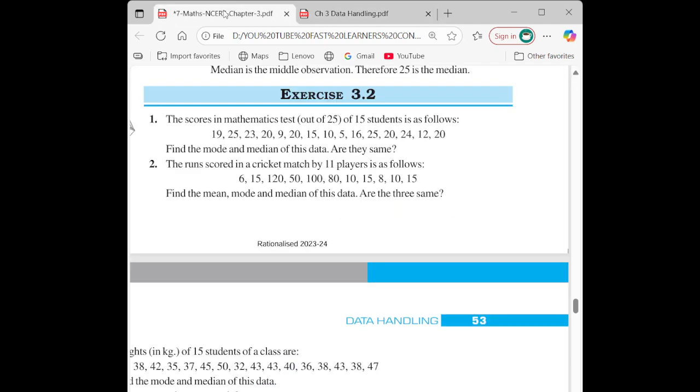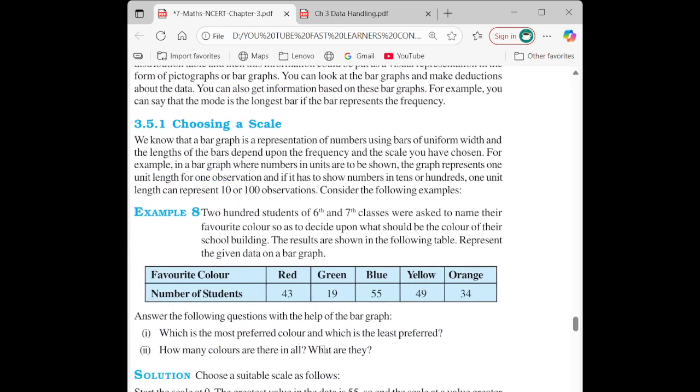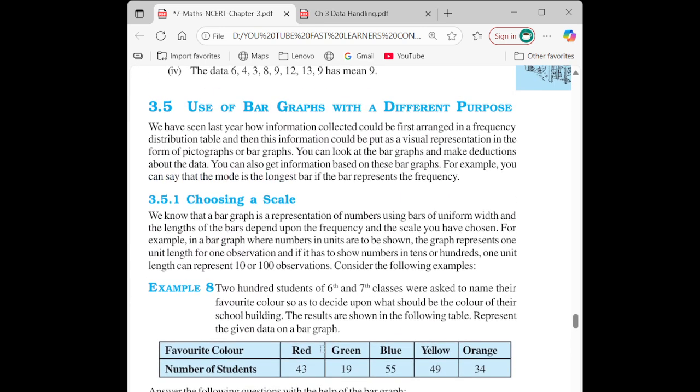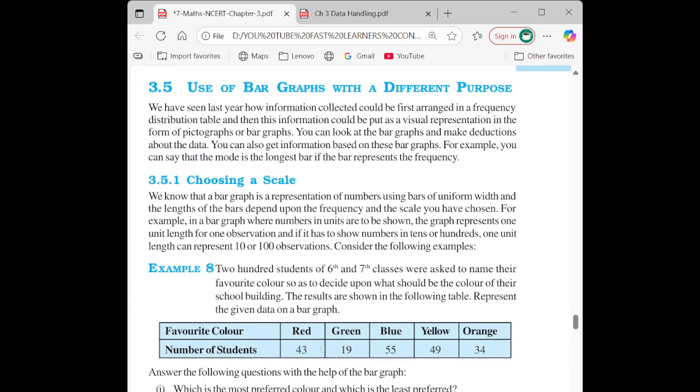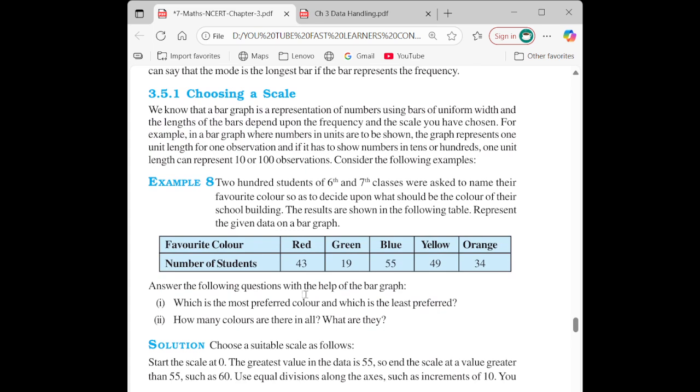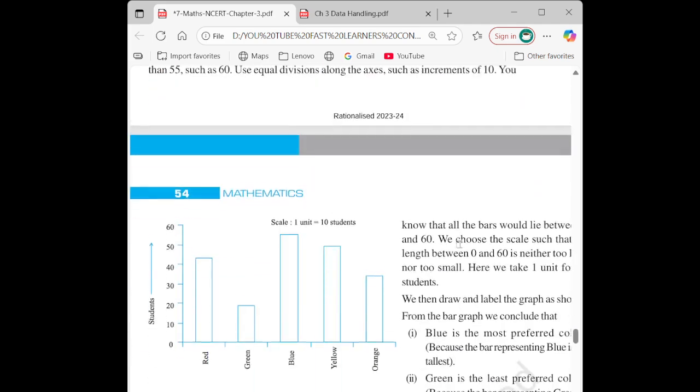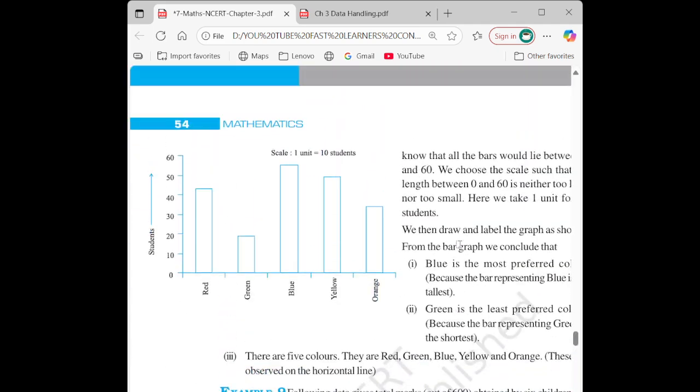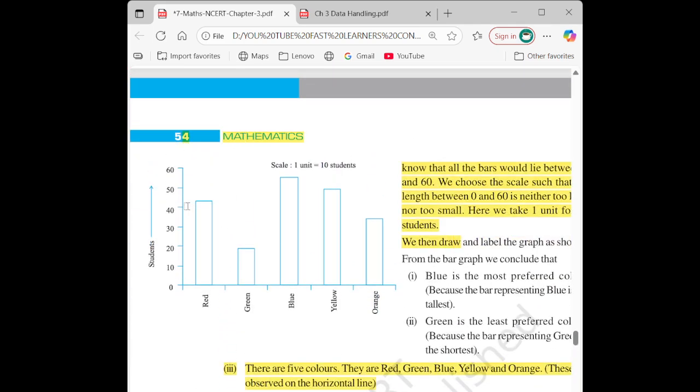Now let's see what is given in the next exercise. Here you need to learn how to draw or how to plot a bar graph. So you need to choose a scale, and you need to read the table and plot the graph. See, in graphs, this is the x-axis. Okay, below here it is the x-axis. This is the origin point O.